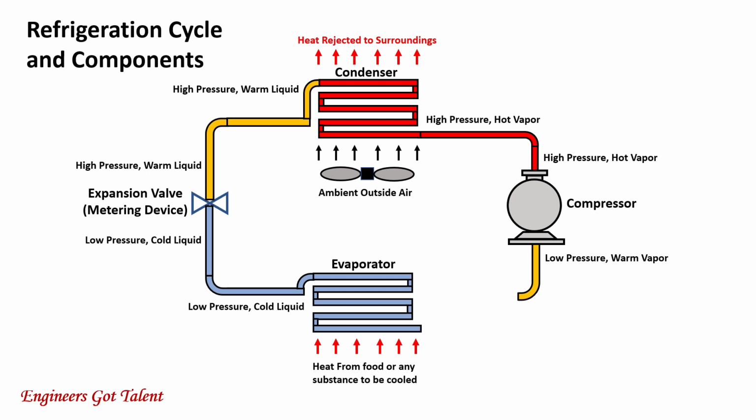refrigerant 134A boils at minus 23 degrees Celsius. It doesn't take a lot of energy to boil a refrigerant. The refrigerant exits the evaporator as warm vapor at low pressure. It will then be sucked by the compressor and the cycle repeats. And the heat from the compressor will again be dumped at the condenser.